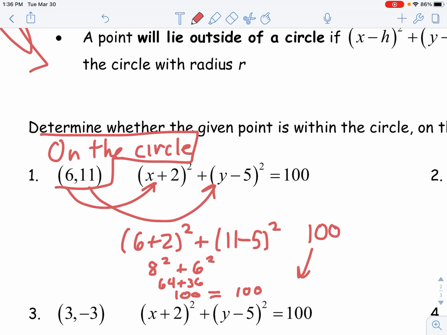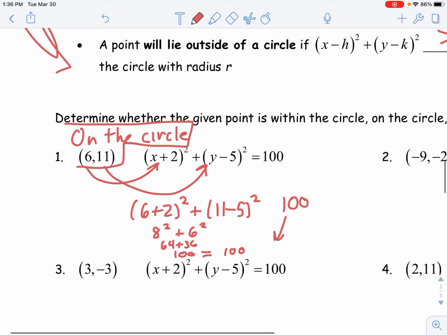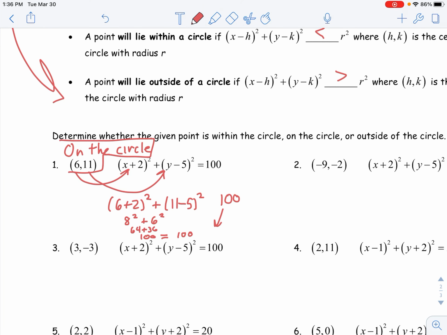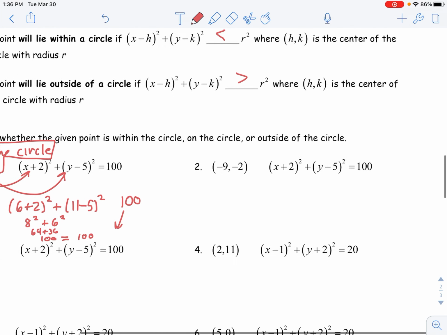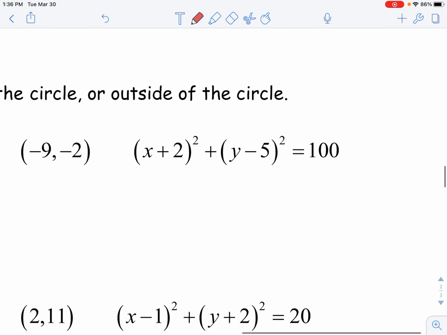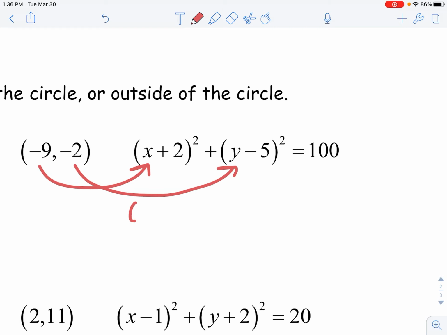All right, it lies on the circle. All you do is plug it in and compare. Same thing over here. We're going to plug in (-9, -2). I'm going to have (-9 + 2)² + (-2 - 5)². I'm not going to write equals. I'm going to compare it to 100.